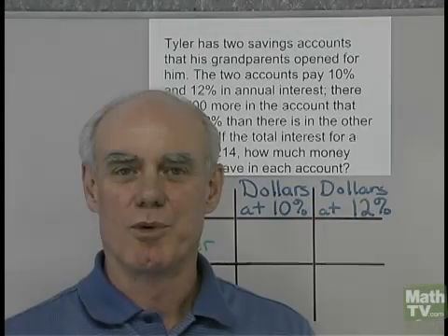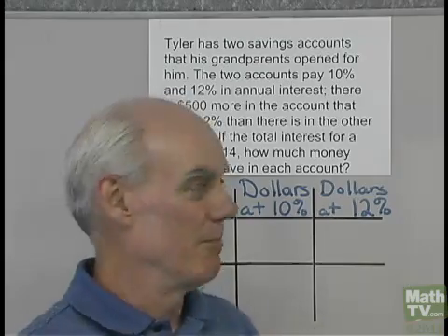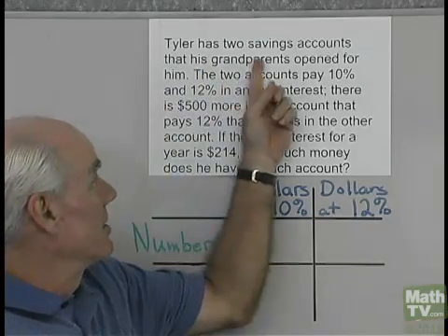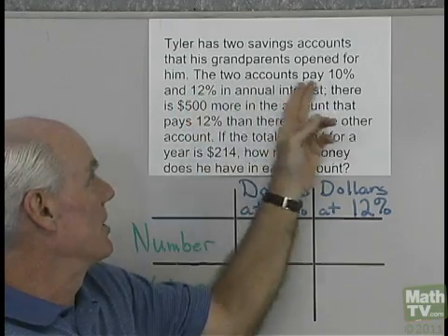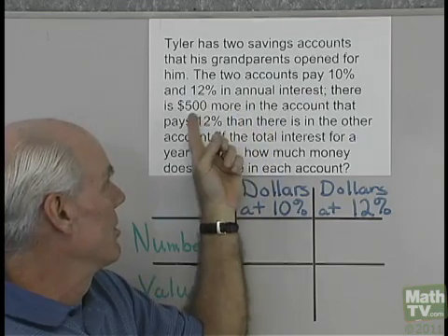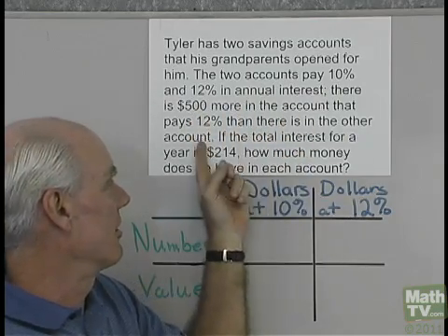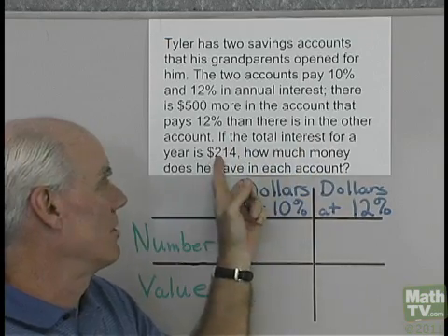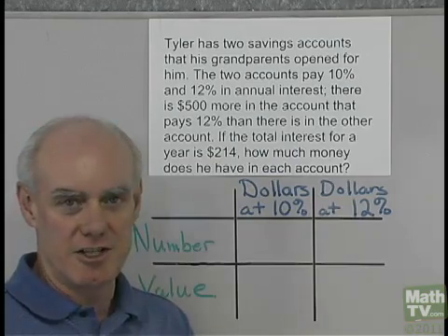Now we want to continue our work with solving some application problems, and our first problem is an interest problem. Tyler has two savings accounts that his grandparents opened for him. The two accounts pay 10% and 12% annual interest. There's $500 more in the account that pays 12% than there is in the other account. If the total interest for the year is $214, how much money does he have in each account?